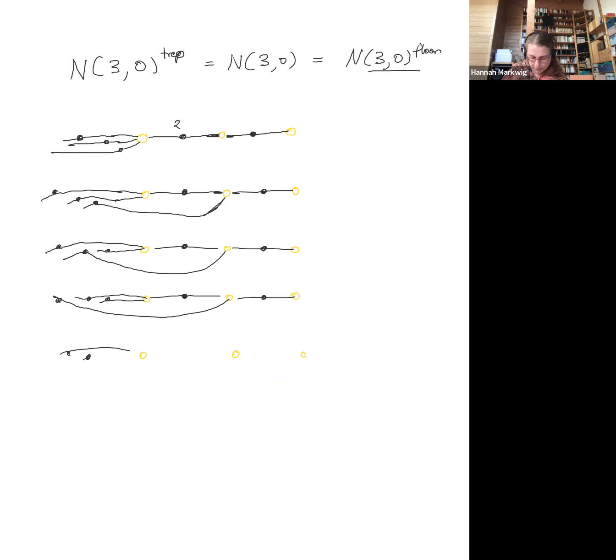Then those 2 points have to go to the floor. They connect here. And then this guy could go here, or it could go in between, or it could be here, right?